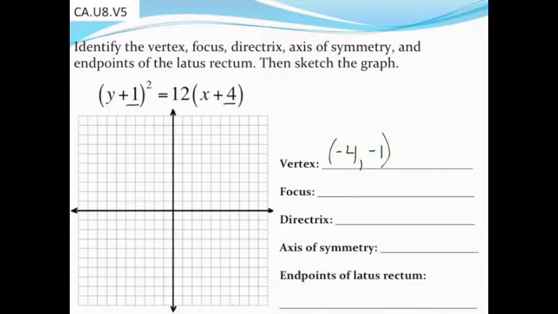1, 2, 3, 4, down 1. So my vertex is going to be right there. You may want to label these points as you go so you remember what's what. There's the vertex.